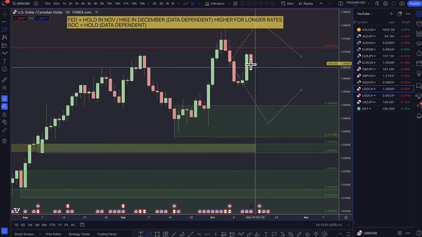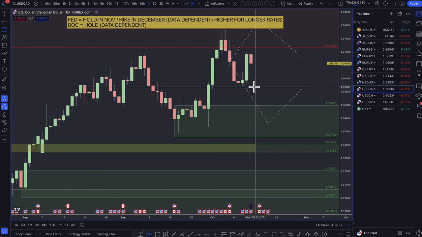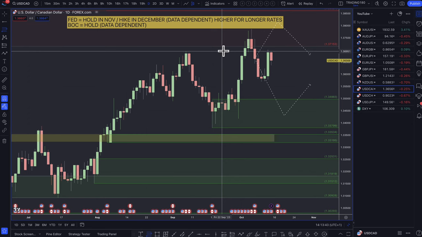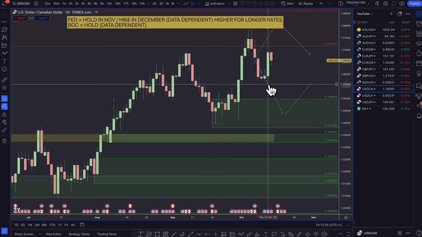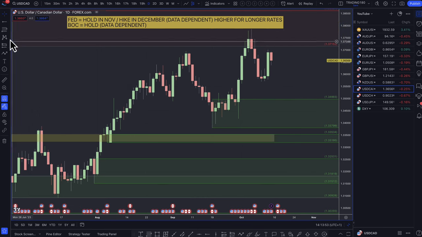Dollar CAD, again, in a risk off environment, you would expect the US dollar to appreciate. Of course, the Canadian dollar does have oil prices going in its favor, but ultimately, as a commodity currency, you would think that the US dollar would be the one that appreciates the most. Again, not really a pair that I'm interested in.